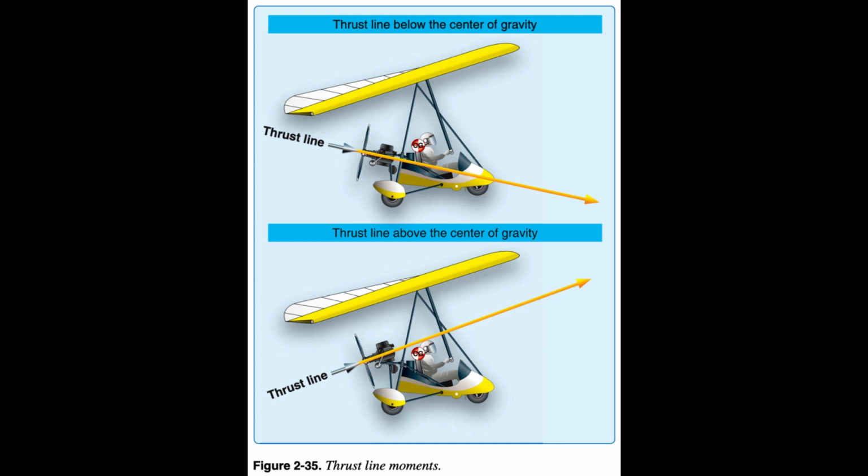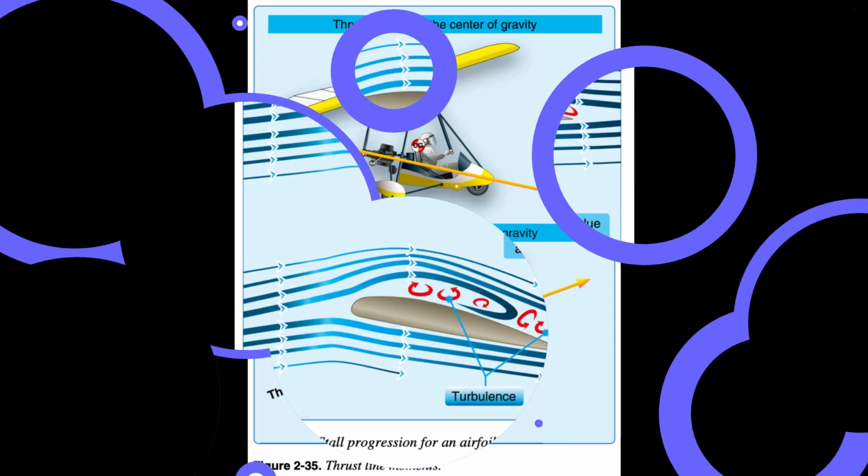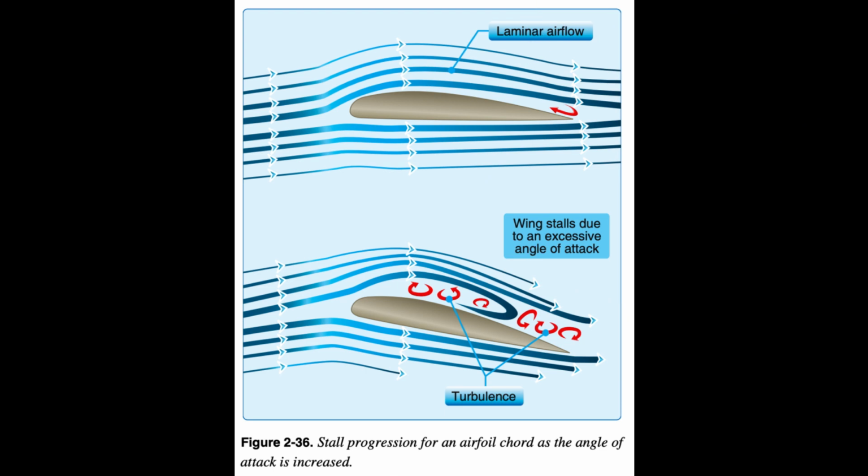Stalls: exceeding the critical AOA. As the AOA increases to large values on the wing chord, the air separates starting at the back of the airfoil. As the AOA increases, the separated air moves forward towards the leading edge. The critical AOA is the point at which the wing is totally stalled, producing no lift regardless of airspeed, flight attitude, or weight. Figure 2.36.